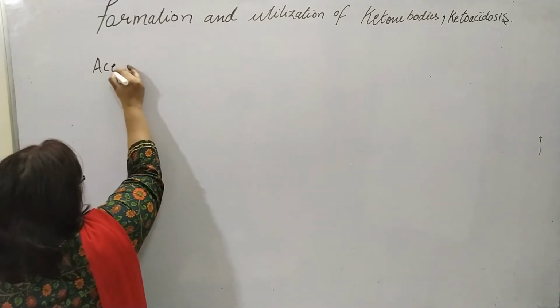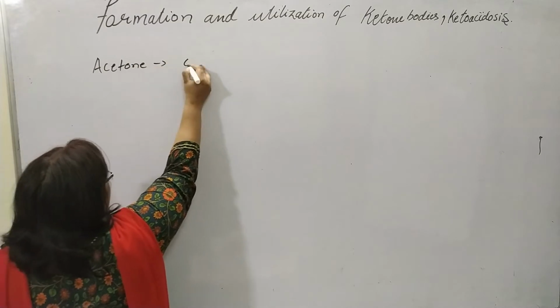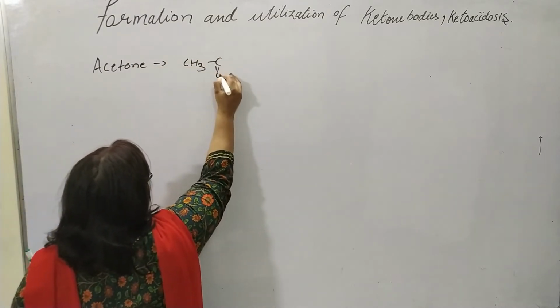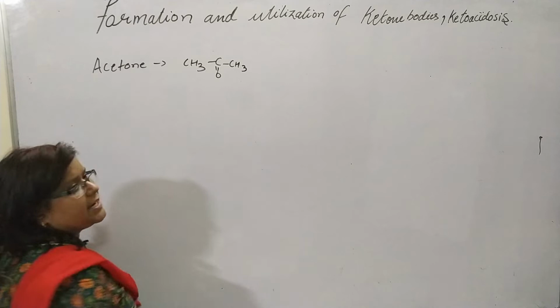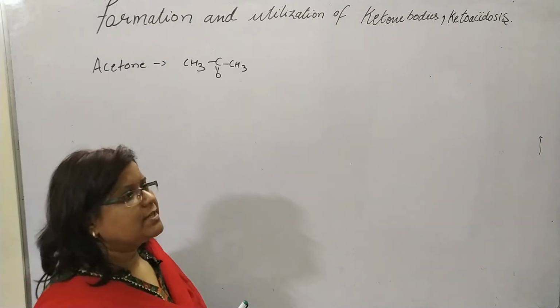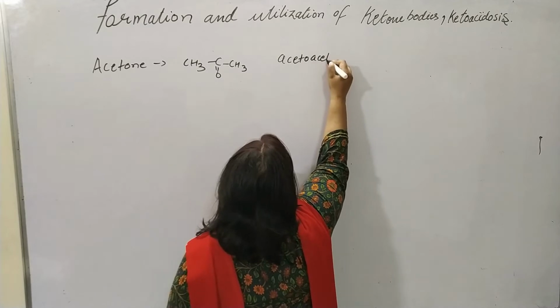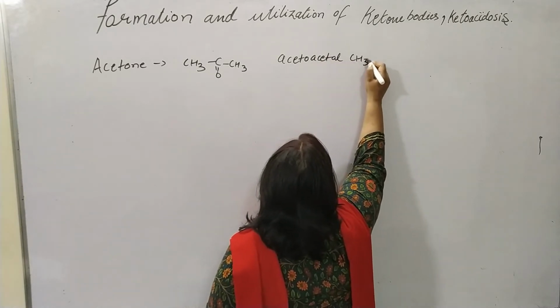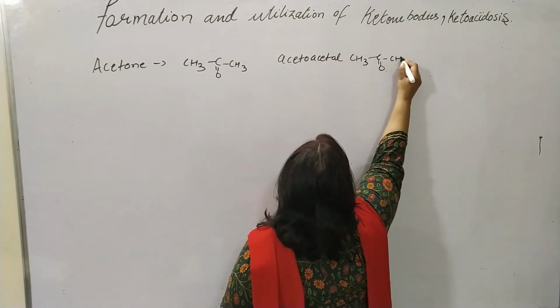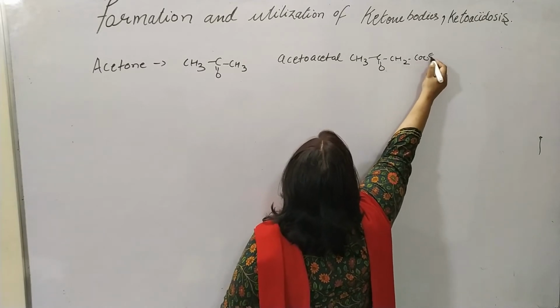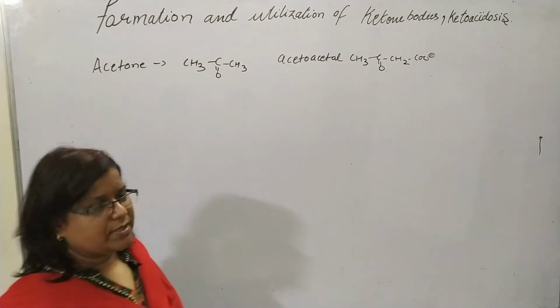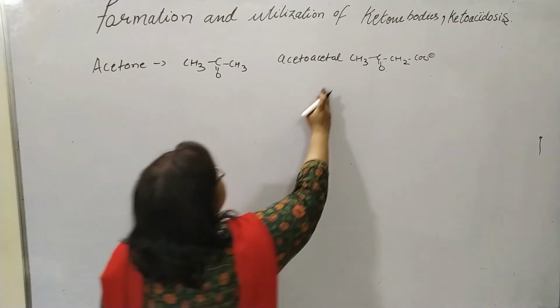First is acetone. The formula of acetone is CH3, C double bond O, CH3. Second is acetoacetate: CH3, C double bond O, CH2, COO negative. Okay, this is acetoacetate.